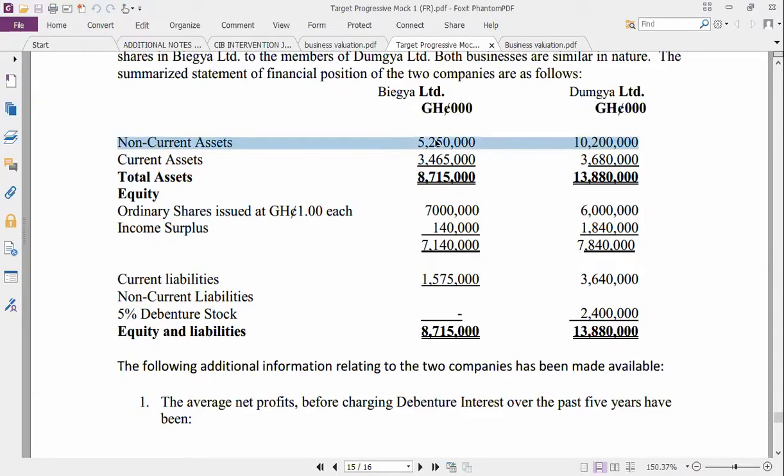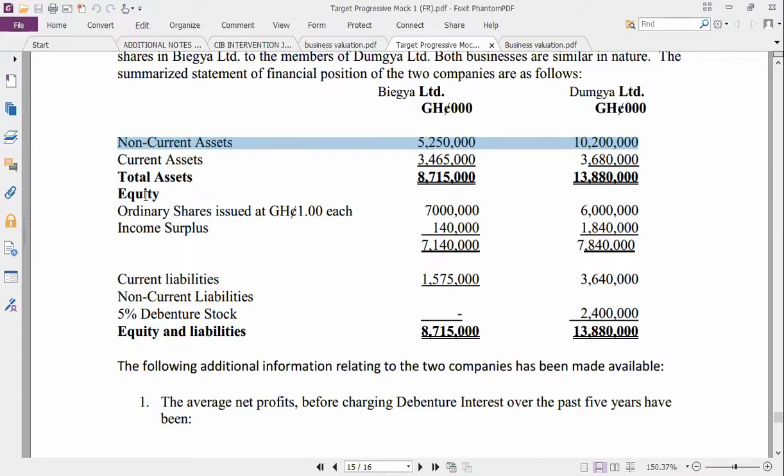Then you pick Bioja's own. If you're able to acquire Bioja, then you should add it to it. So the PPE or the non-current asset becomes this plus this. Then you go to current assets. The current asset becomes this plus this. Then you put it down. Then you get your total assets. So that means you are just adding the results of these two balance sheets together. But there's an exception. So when I get there, I'll let you know.